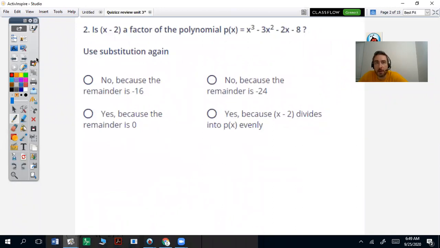Is x minus 2 a factor of the polynomial? Again, plug it in. Plug in 2 this time. Factors give you a remainder of 0. So take a minute to plug it in, see what you get, and then unpause the video.